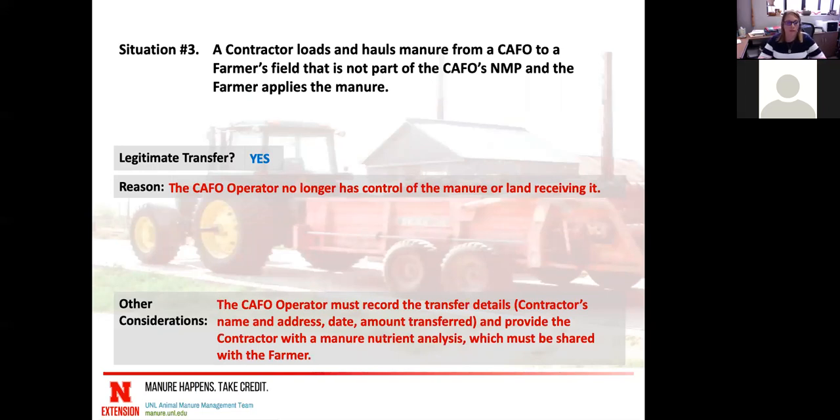Again, for this particular situation, the CAFO operator needs to record all the details of that transfer and share the nutrient analysis with the contractor and then have that passed along to the farmer.